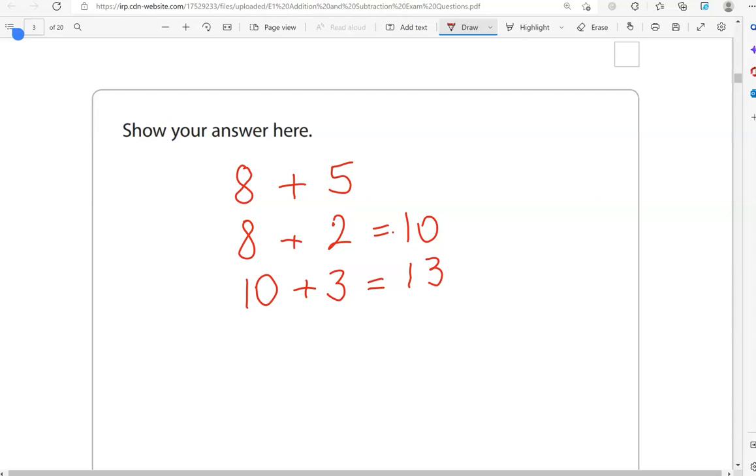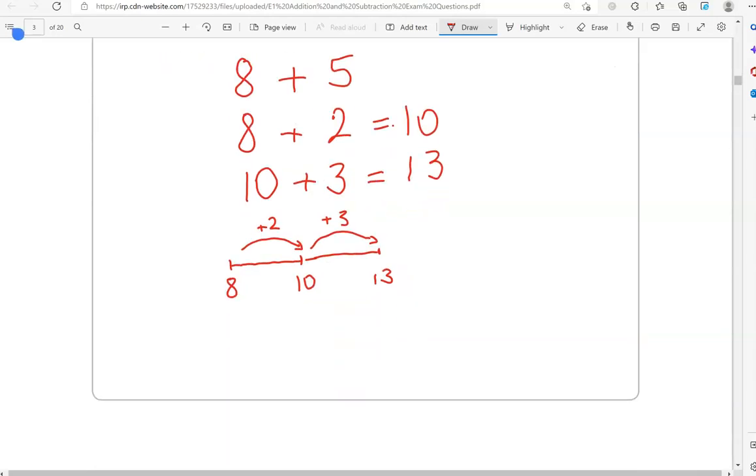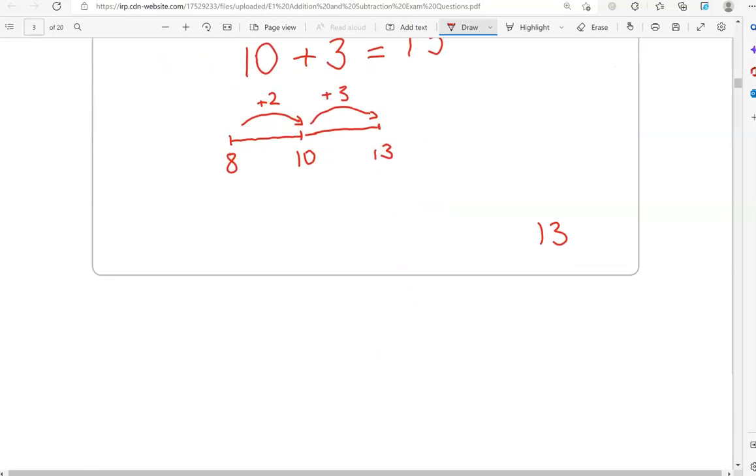So I could show it like this as well. So here is 8. If I add 2, that gives me 10. If I add another 3, that will go to 13. So the answer is 13.